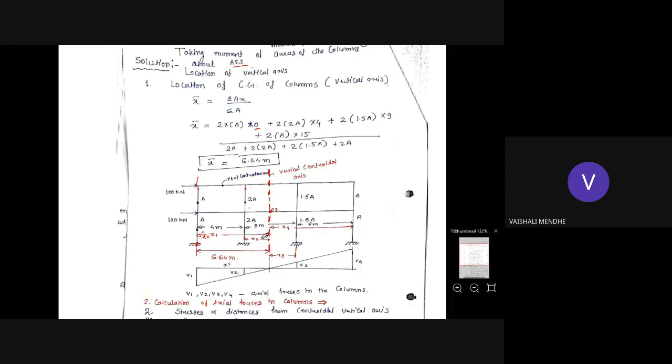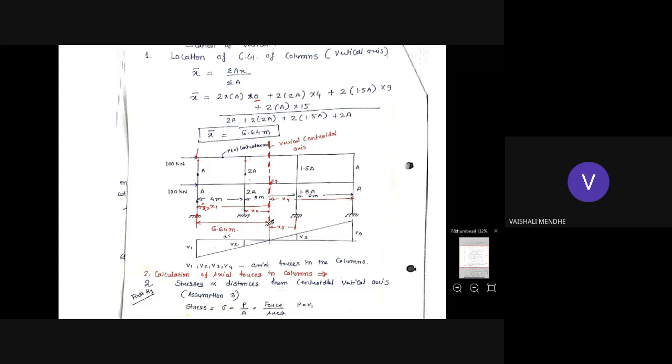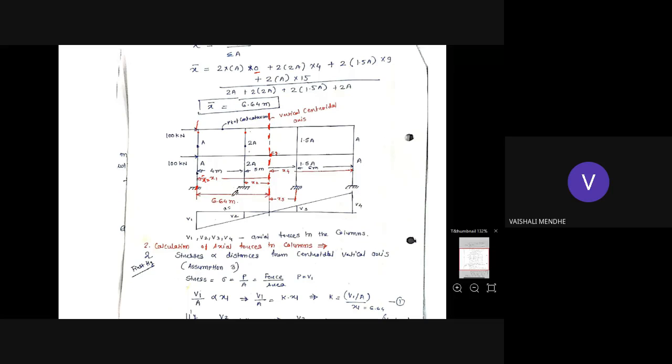So that we have considered as x2. So what is that distance? Total is 6.64. You just minus this, you'll get that value. Okay, so here I have shown that calculation. Likewise, you have to find out the value of x1, x2, x3, and the value of x4.